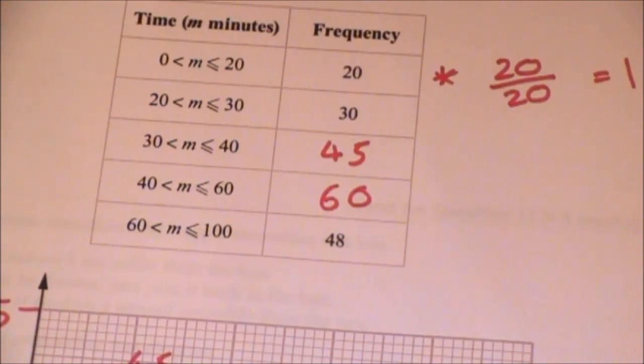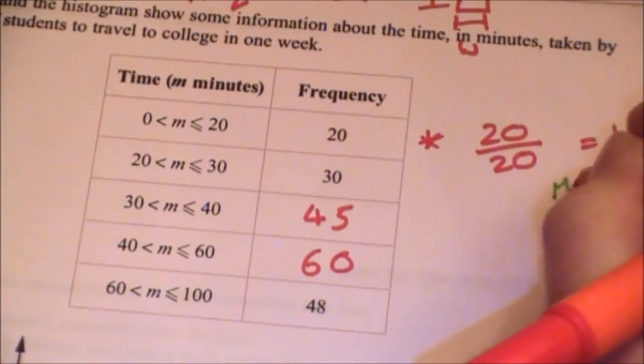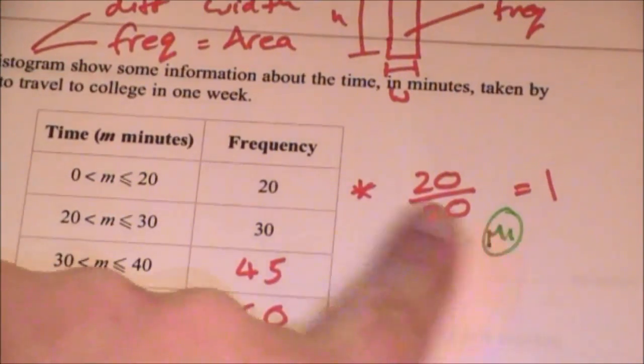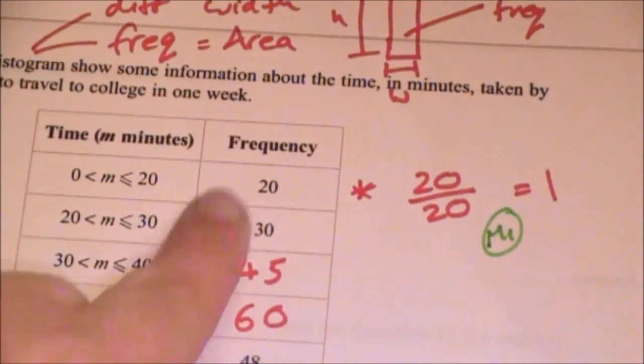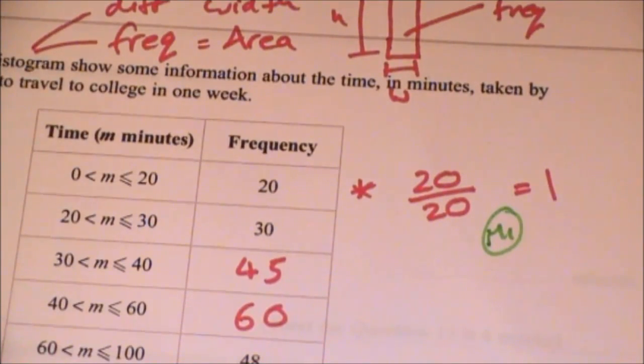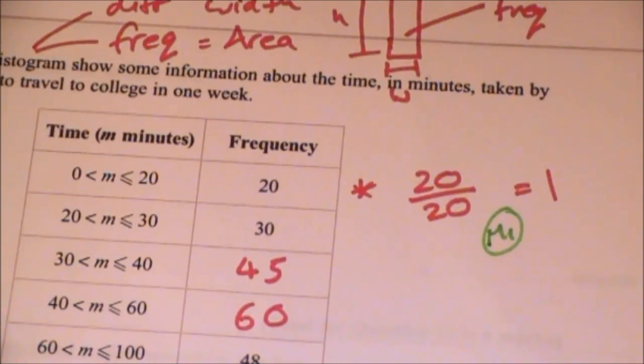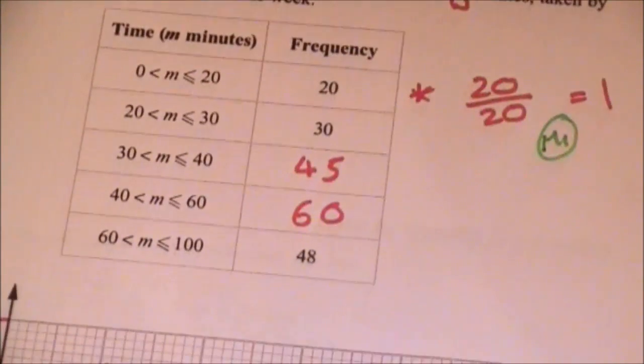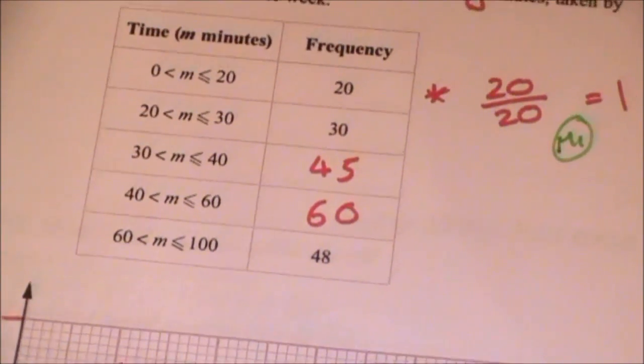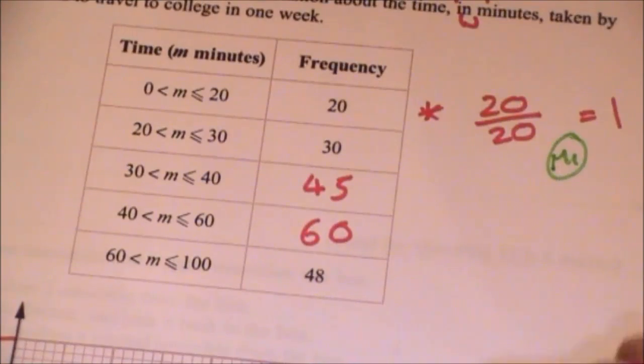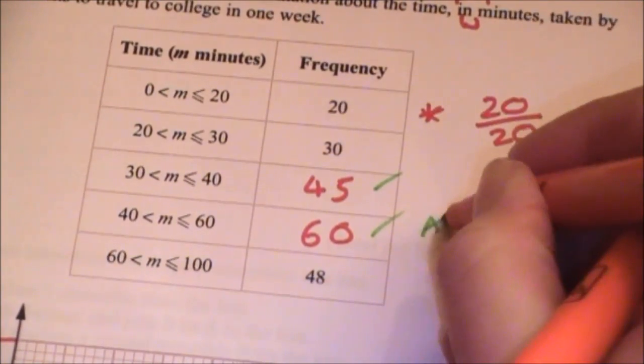There's my 2 marks. With regards to how those marks are allocated, you get 1 mark for showing that you understand the fact that frequency density is based on the frequency divided by the width. So you get 1 mark for that. You get the second mark for getting the 45 and the 60 correct.